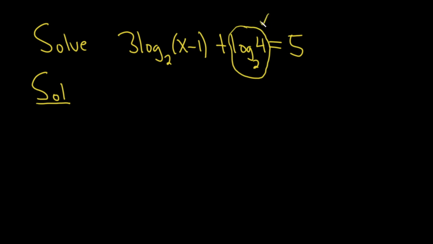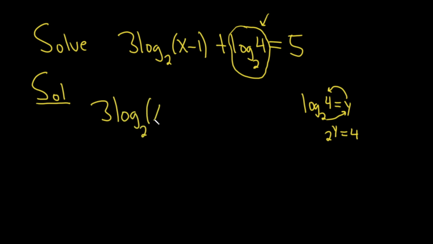When you look at this, you ask yourself, 2 to what power is 4? The answer is 2. So this is actually equal to 2, right? Because if you have the log base 2 of 4, and you call that, let's say, y, then 2 to the y is equal to 4. And so y must be 2, right? Because 2 to what power is 4? 2. So this whole thing is 2. So let's go ahead and replace this with 2. So this is 3 log base 2 of x minus 1 plus 2 equals 5.